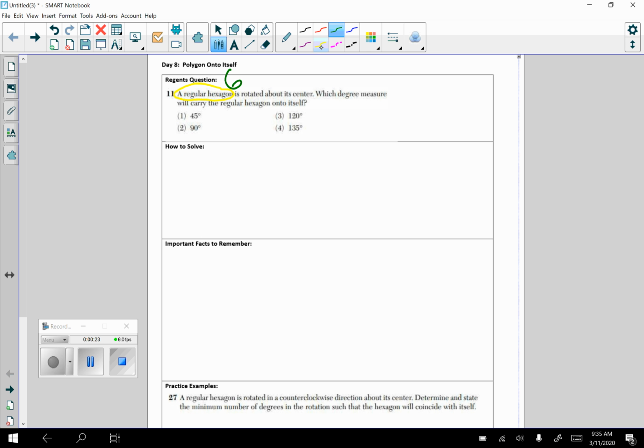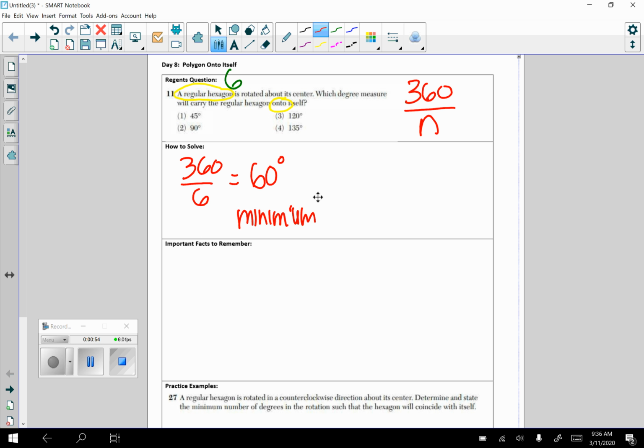The other key word in our problem is onto, meaning the figure will look exactly the same when I rotate it. I always start my problems the same way. I take 360 because that's one full rotation and divide it by the number of sides, n. So in this case, 360 divided by 6, and I get 60 degrees. That is the minimum amount of degrees to make the regular hexagon look like itself.